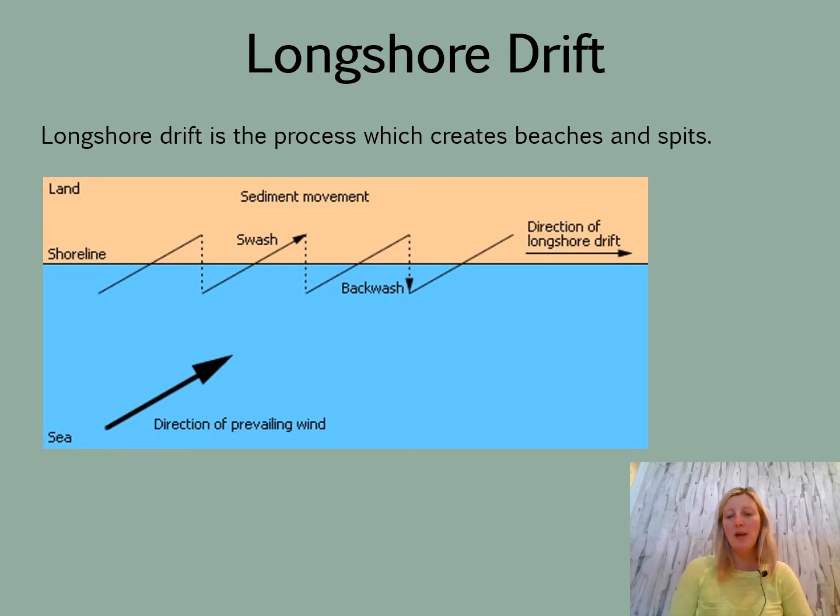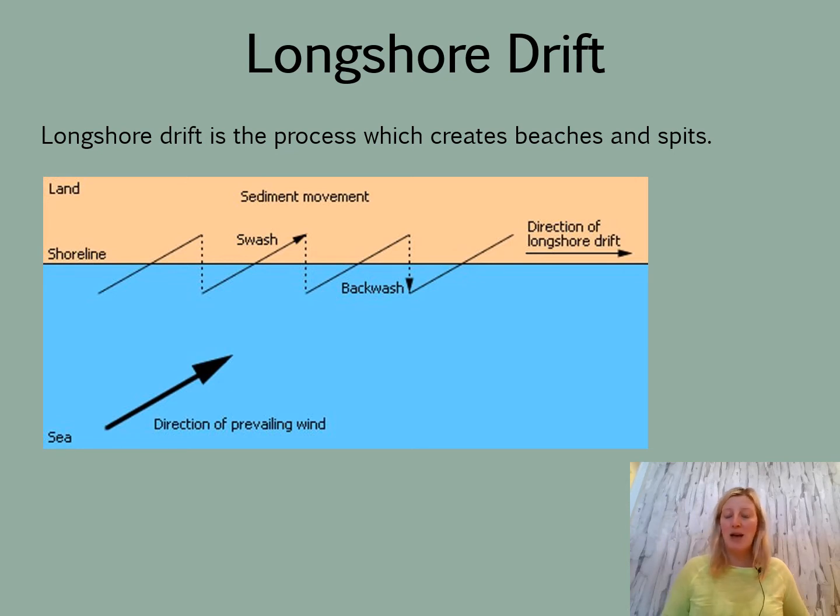So before we move on to our landforms of deposition, we're going to just take a moment to look at a very important process that helps to create those landforms, and that's something called longshore drift. And longshore drift is essentially just the movement of sediment along the beach in a particular direction. And so here in the UK, that direction is generally to the east, and that's because our prevailing wind, or our most common wind, comes from the southwest.